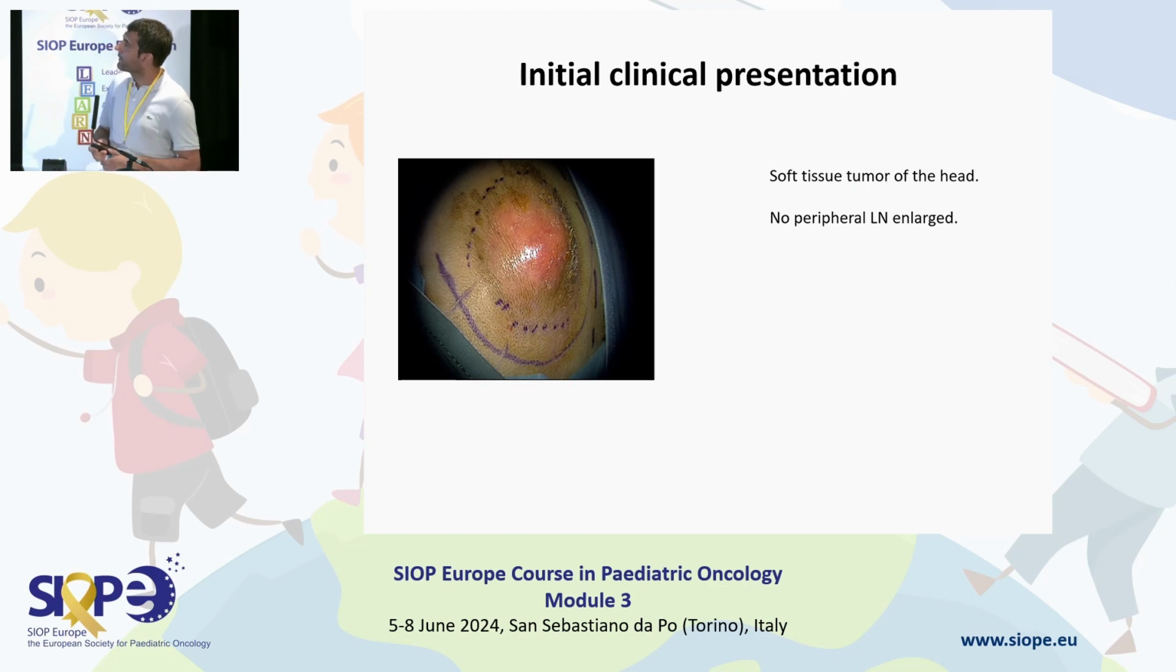Then I think this is almost the last patient. This patient did not come to our hospital, but came to a peripheral hospital and was referred to a neurosurgical department. There was this soft tissue tumor, no B symptoms, and no peripheral lymph nodes enlarged. The patient was quite okay. What would you have done in such a patient?